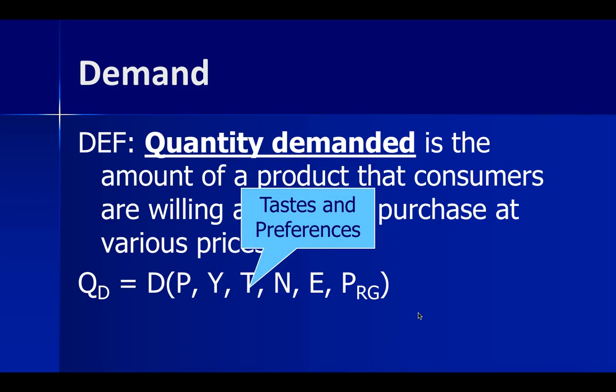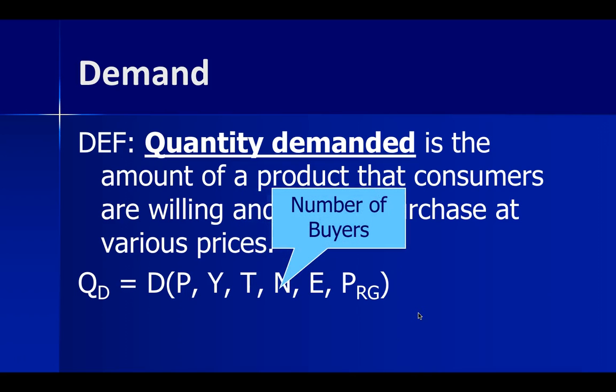Tastes and preferences represents just about any external factor that affects how consumers feel about a particular product or class of products. Think about Meghan Markle, the Duchess of Essex. If she's seen in a Stella McCartney gown, then the next day Stella McCartney is definitely in high demand. That's a change in consumer tastes and preferences. The number of buyers is important in determining how much is purchased. The more buyers, obviously, the higher quantity demanded.